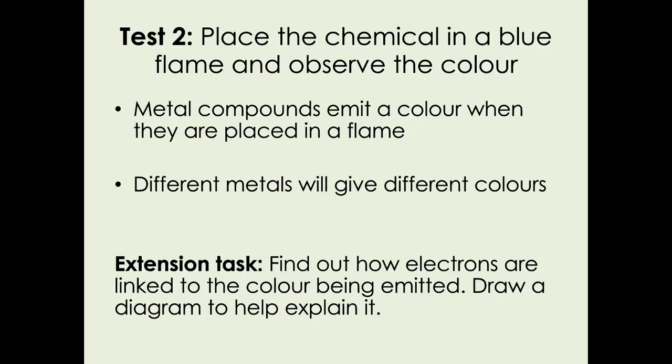Right, so our second test is the flame test, which you've probably all done in year 7 or on your transition day when you came up. What you do is place a chemical in the blue flame of the Bunsen burner and observe the colour. This works because metal compounds emit a colour when they're placed in the flame. We use the blue flame because then we can see the colour better, because with the yellow flame, you just see the yellow colour and it masks any other colour.